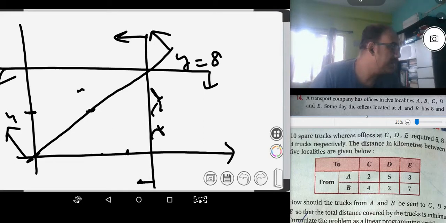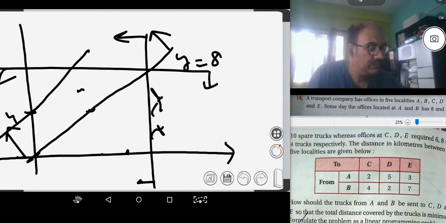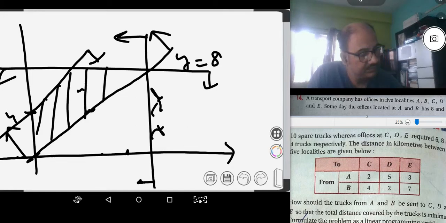And y minus x is less than or equal to 4. That means y by 4 minus x by 4. y by 4 is here, and minus x by 4 is somewhere that side. So the feasible region is this, and you have to find the solution of the feasible region.